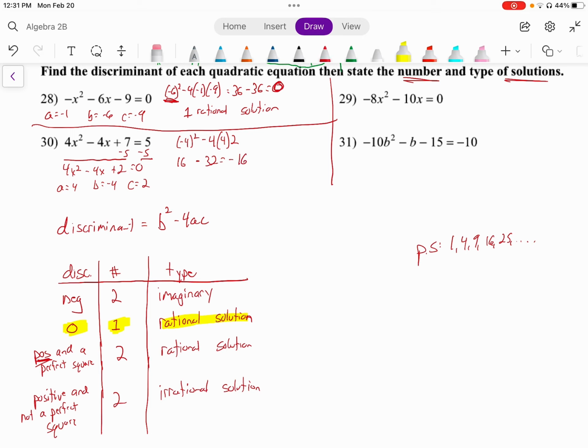It is negative. Negative kind of trumps everything. 16 is a perfect square, but that doesn't matter, so it's negative. So we look at negative, and we know that's 2 imaginary solutions. So one answer is the discriminant is negative 16, and then we have 2 imaginary solutions, or 2 complex solutions.